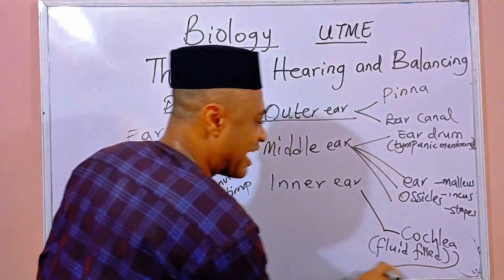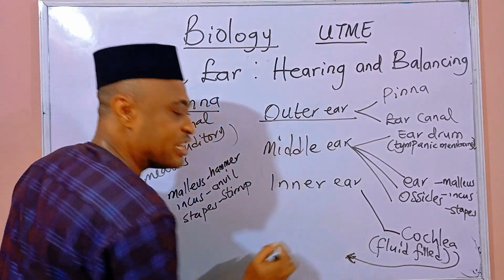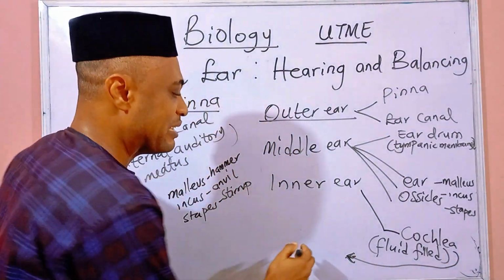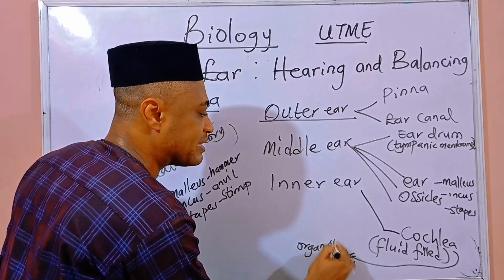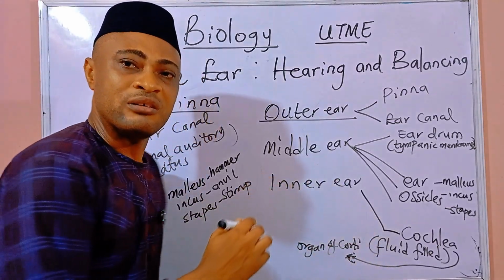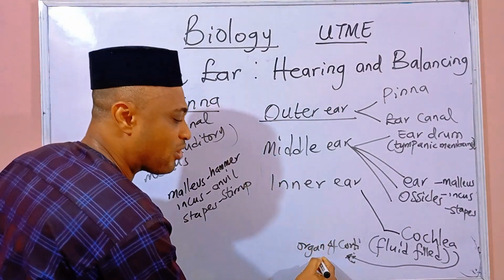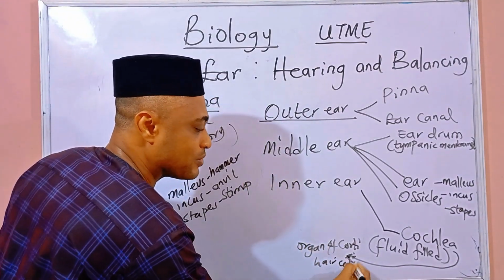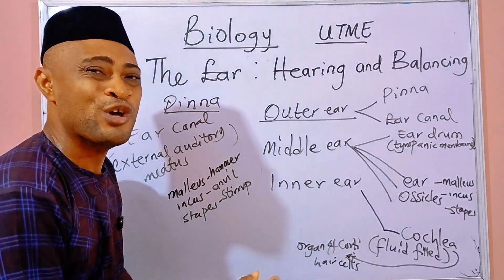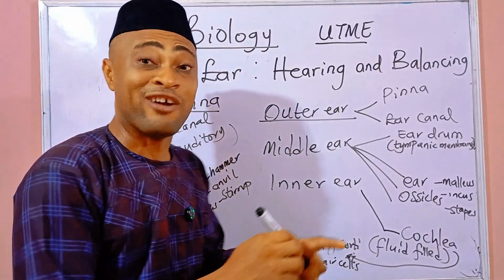And there in the cochlea, we have what we call the organ of Corti, just surrounded by the basilar membrane. And this organ of Corti has what we call the hair cells, and they all have their functions. So what are their major functions? Look at this. I run through it now.